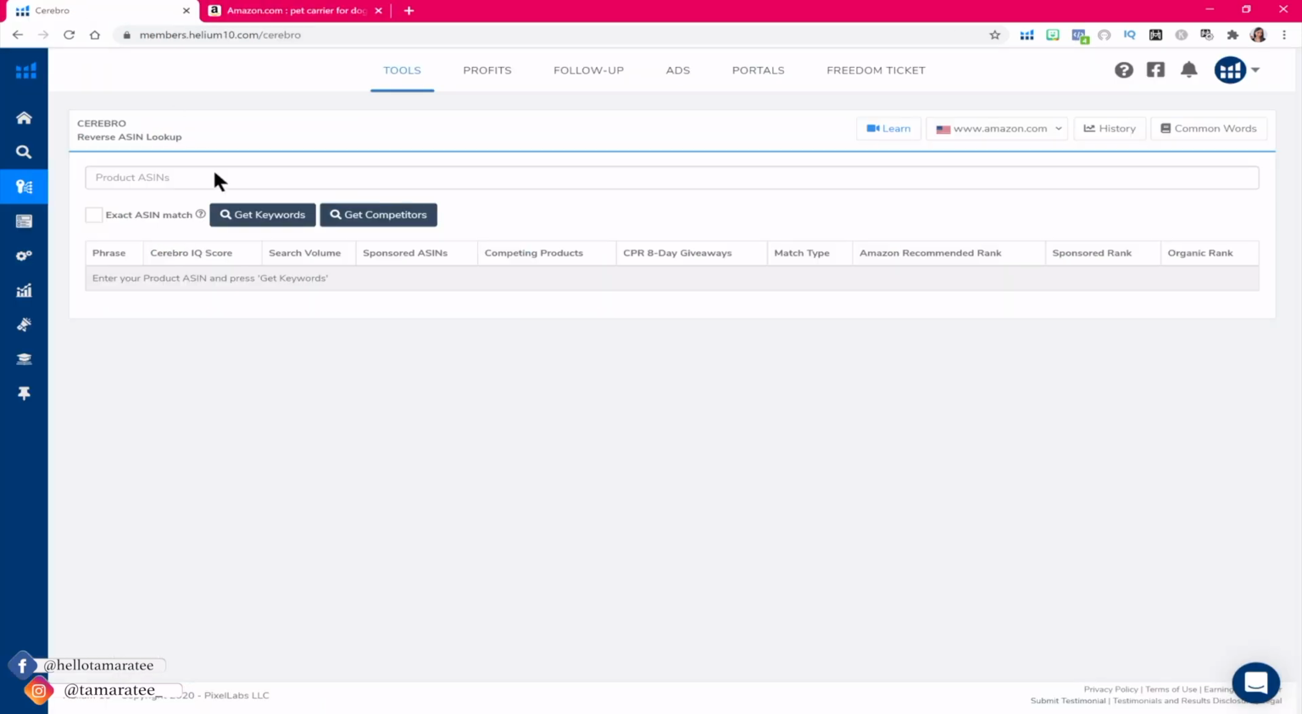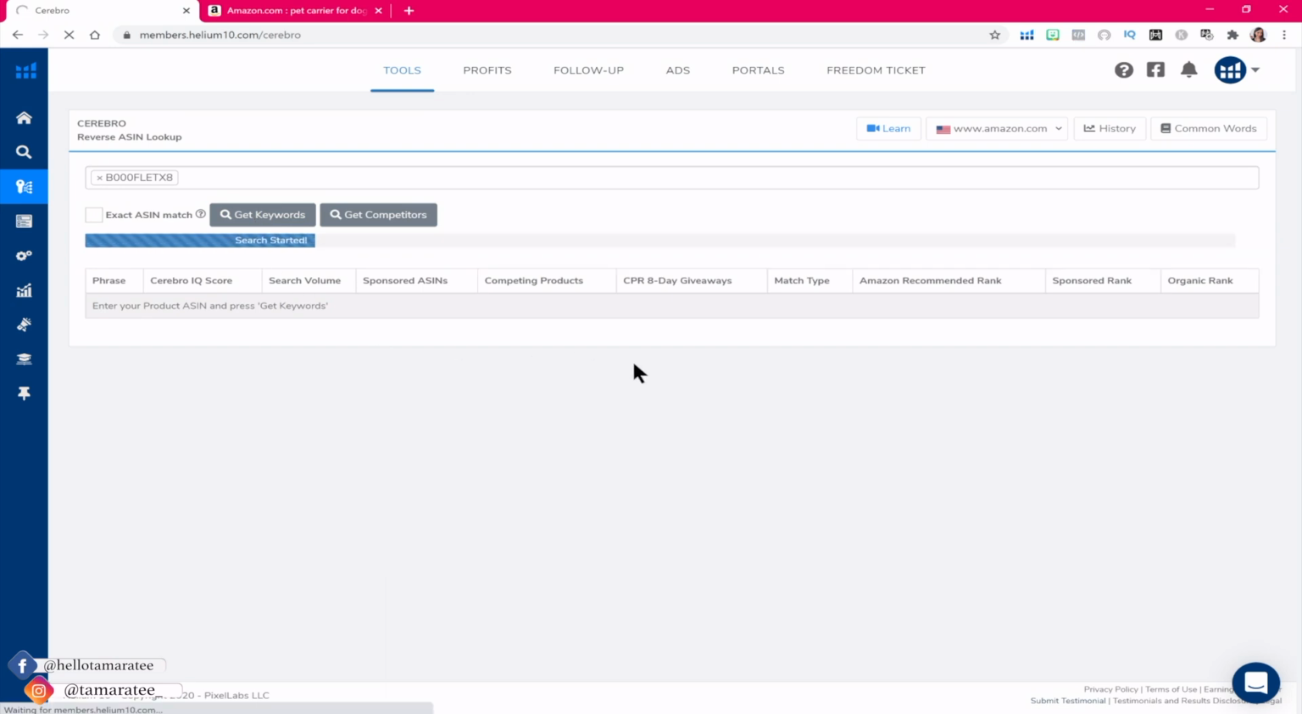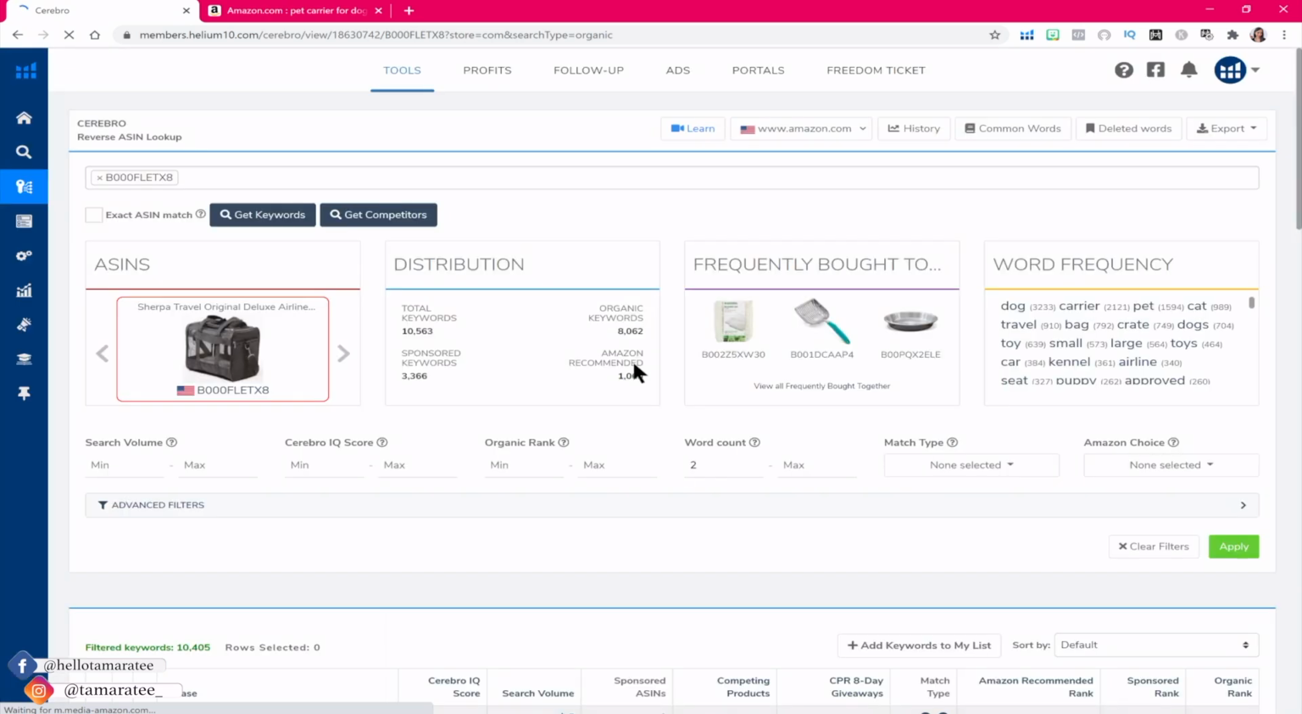So what you want to do is type in the ASIN in Cerebro, and this will look up all of your competitors' keywords, and this will give you a very good idea on what types of keywords are working for them. Because if the keyword is working for them and they are making a ton of sales through that keyword, then you should be including those keywords in your product listing.